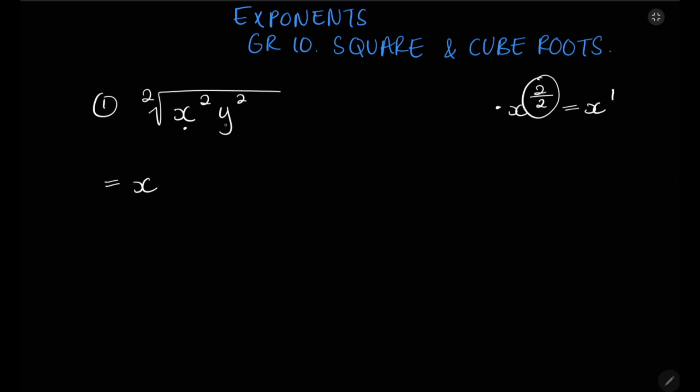Now let's move to our second variable. We have y. What is your inner? 2. So this will be inner divided by your outer, which is 2. This is 2 divided by 2. What is 2 over 2? 1. So your answer will be y. Your final answer is therefore xy. That is when dealing with square roots. Now let's move to cube roots.